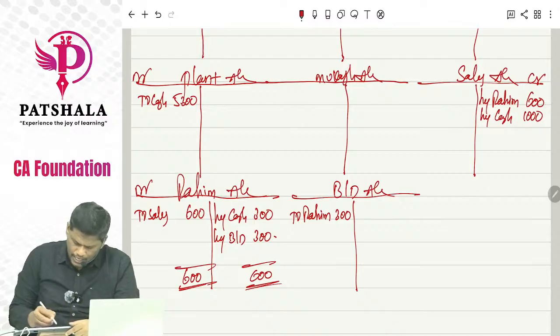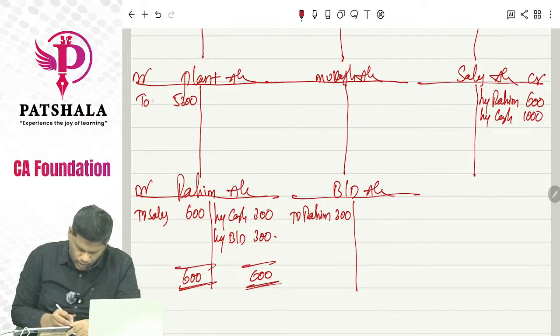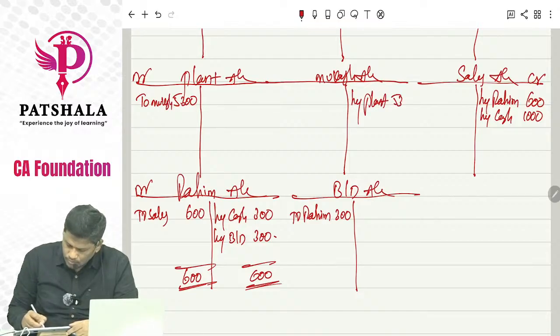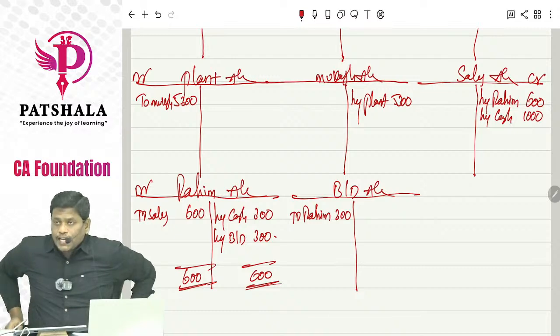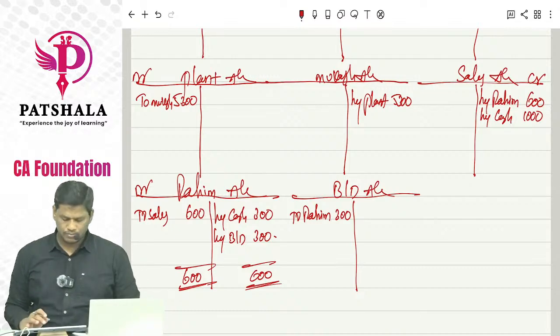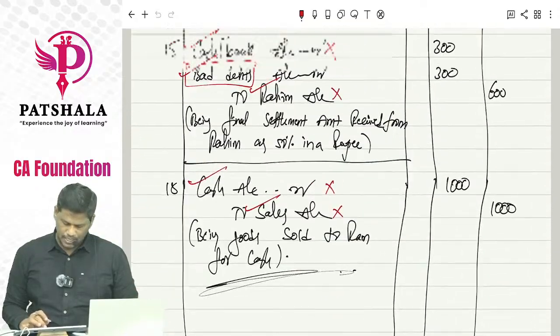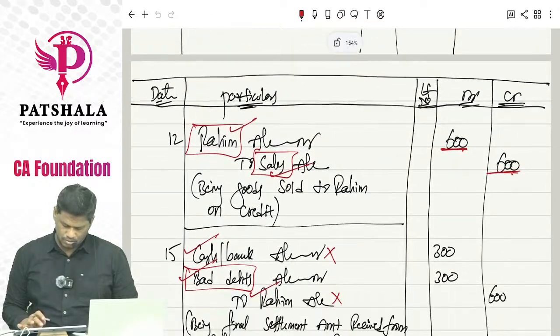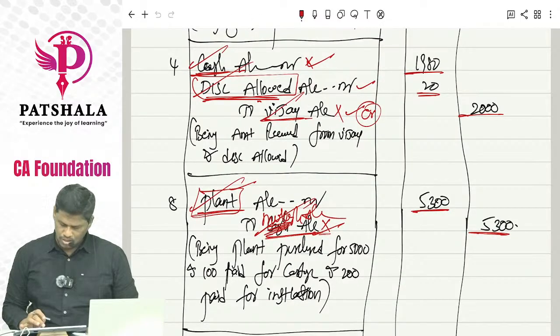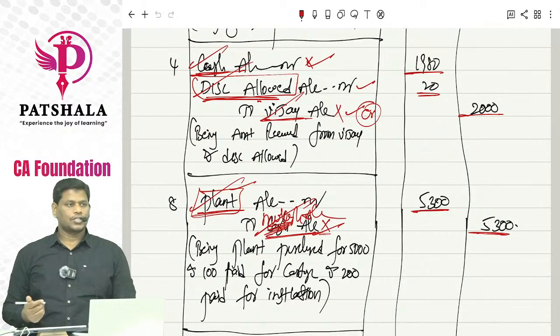This is not cash. It is to Mukesh. In Mukesh, by plant. In Mukesh, by plant. That was not a cash transaction, that was a credit transaction. Why have we written plant to cash?